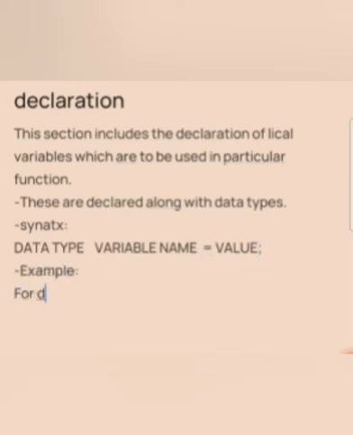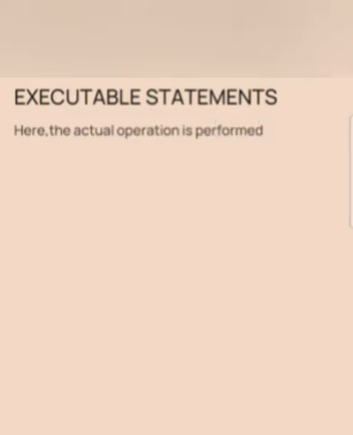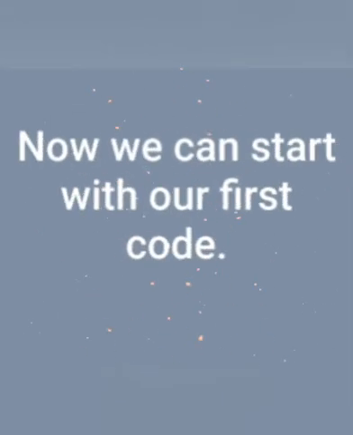Let's see an example for this. Our question is to declare a variable m and assign its value as 2. Here 2 is without decimal, hence I am using the data type int which stands for integer. Space my variable name m equal to operator and 2, and this ends with a semicolon. Now let's see the fifth part, which is executable statements. Here the actual operations are performed and the actual statements are written. I hope that you all have understood the concept of structure of C. So now we can start with our first code.